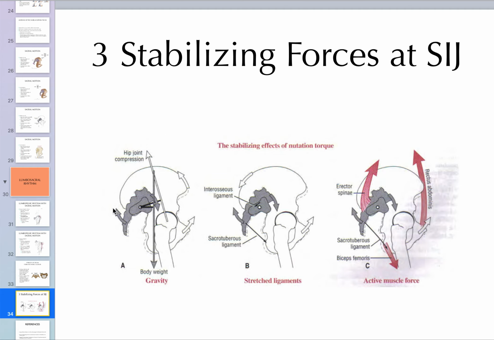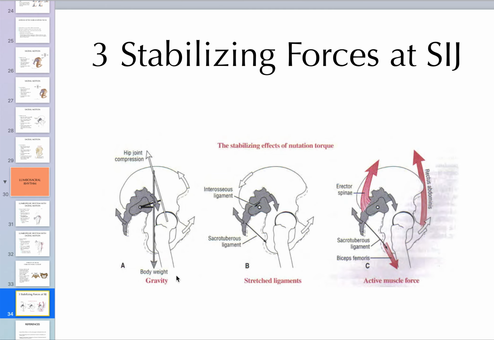So we typically have three stabilizing forces at the sacroiliac joint. We have gravity creating a stability force, we have the stretched ligaments creating a stability force, and the active muscle control creating a stability force. So what is the stabilizing position in the sacroiliac joint? Typically the most stable position of the sacroiliac joint will be nutation, right? We remember the nutation of the sacral base going anterior and the apex going posterior. So typically it will be referred to as the closed pack position of the sacroiliac joint.